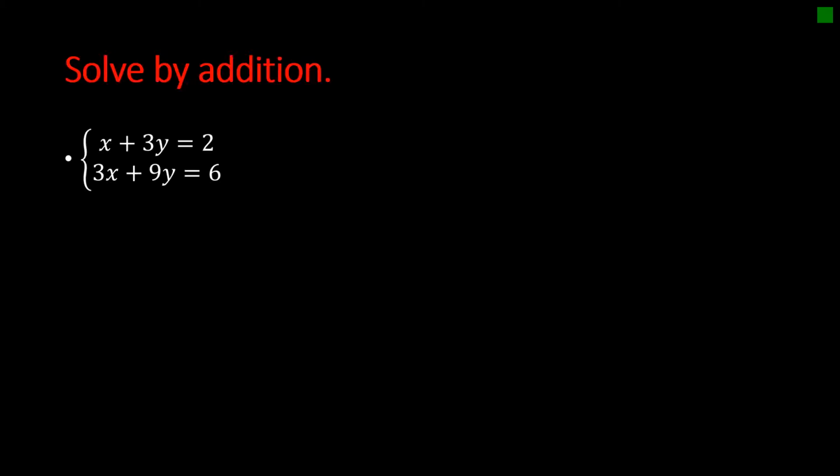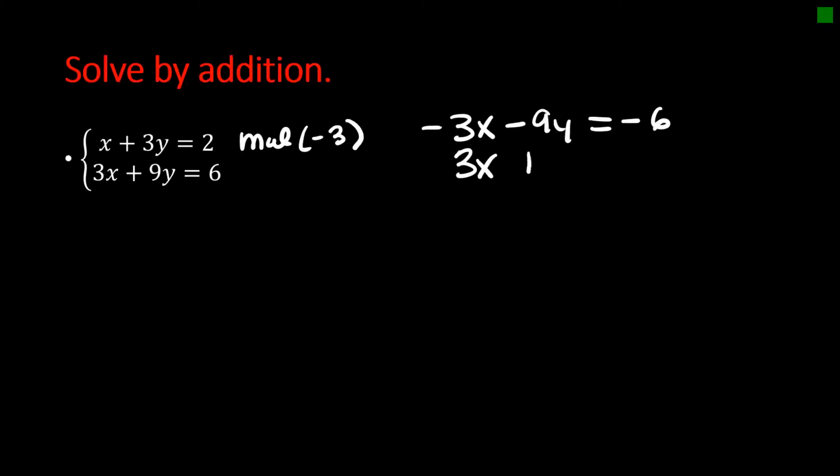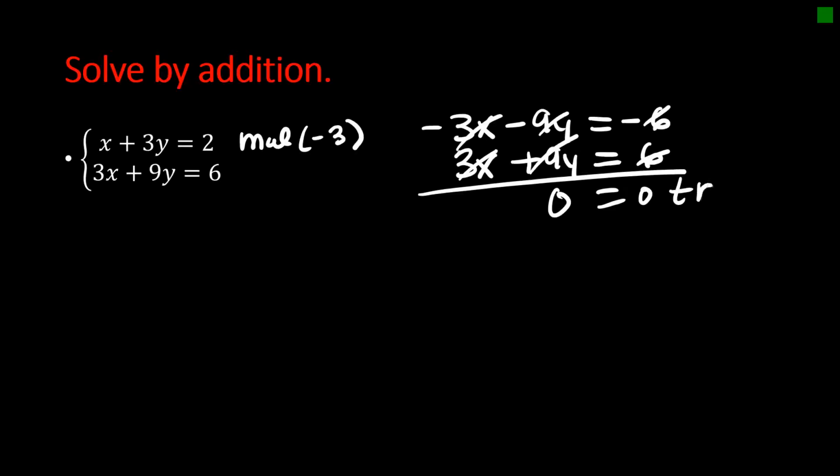Let's look at another one. Suppose we have x plus 3y equals 2 and 3x plus 9y equals 6. Well, let's choose to eliminate x. I need a negative 3x here, so let me multiply by negative 3. I have negative 3x minus 9y equals negative 6. My second equation stays the same. When I add, I get 0 equals 0, which is a true statement.